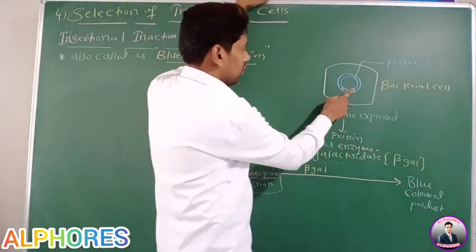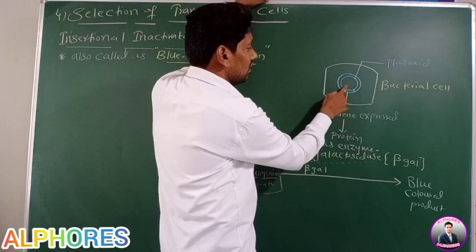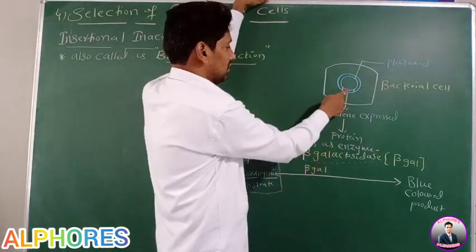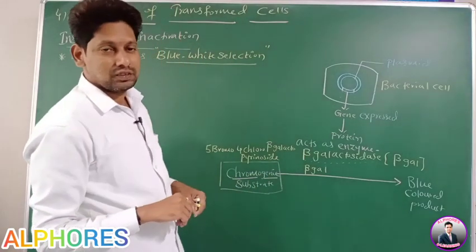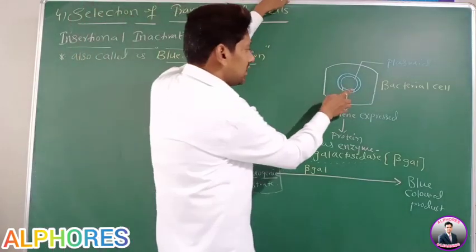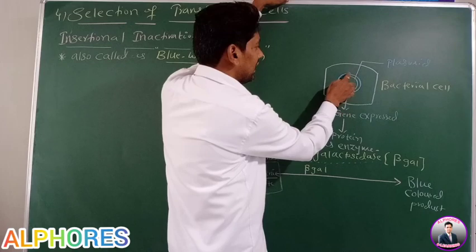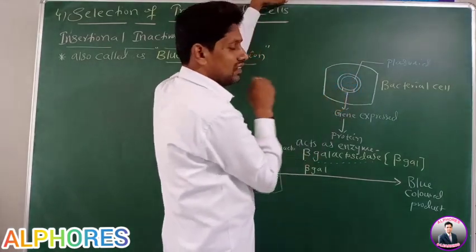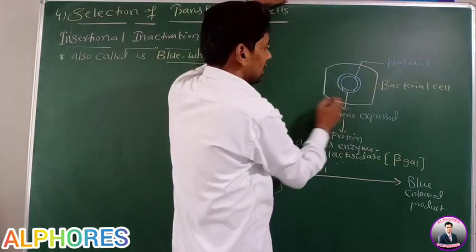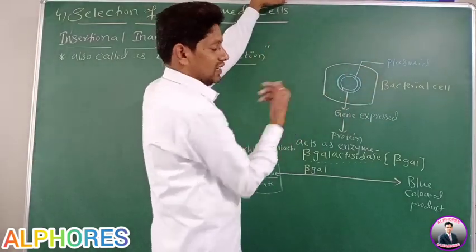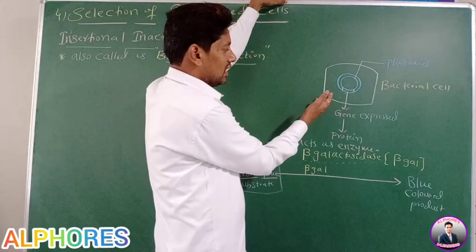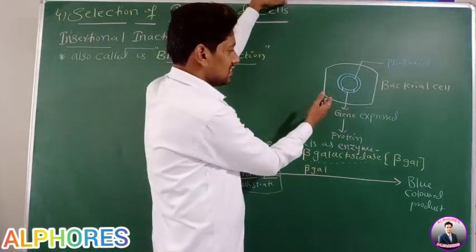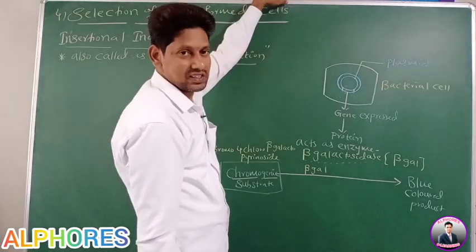Now you tell me, here what is present? Here the desired gene is present, instead of the gene which produces beta galactosidase enzyme. Is this statement okay? If your desired gene is present, it automatically becomes rDNA. Then we can call this cell a recombinant cell. It becomes a recombinant transformed cell. Yes or no?